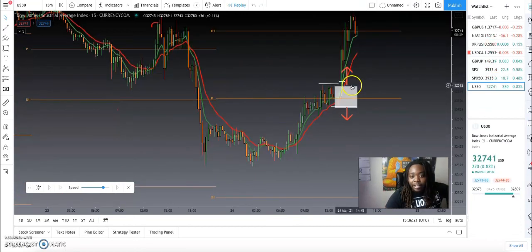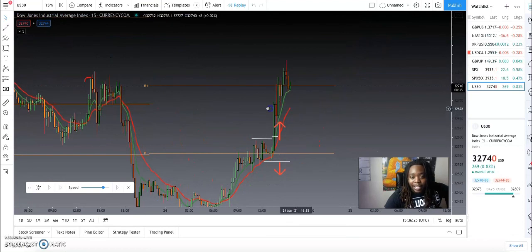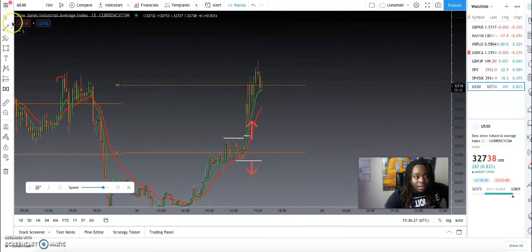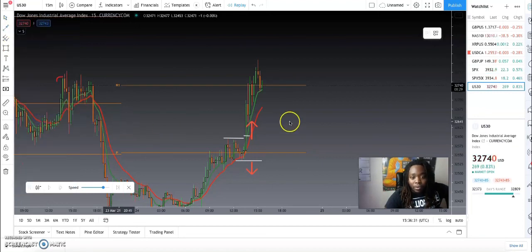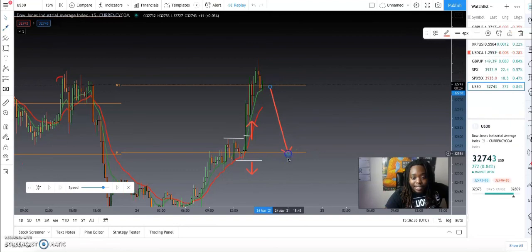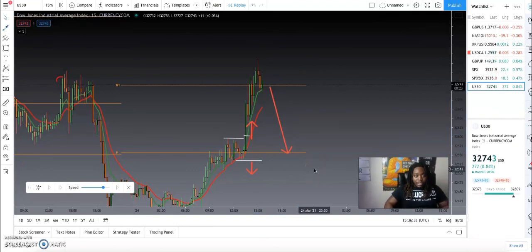US 30, say if we're looking at US 30, just by looking at it, I can predict a sell. Does that mean I'm gonna be right? No, but I can see this potentially coming out to test this area right here.